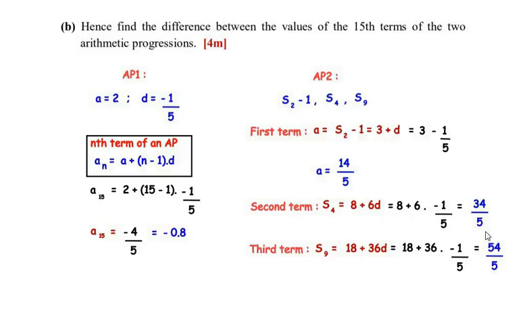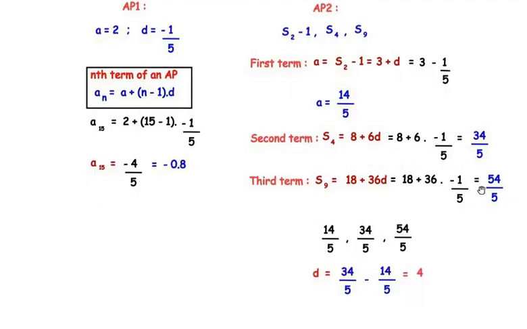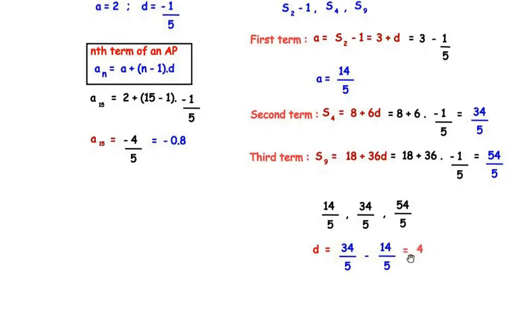Now we have got the first three terms of the second arithmetic progression as 14 over 5, 34 over 5 and 54 over 5. So let us find out the common difference of the sequence generated now. So here to find out the common difference, I have taken the second term minus the first term. So 34 over 5 minus 14 over 5 is going to give us the value as 20 over 5, which is equal to 4.